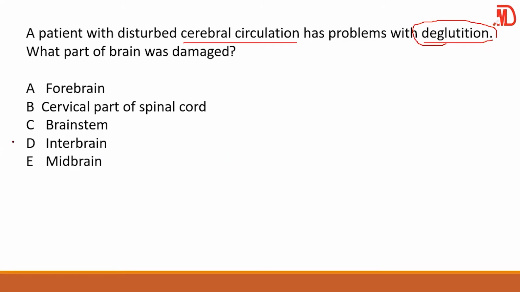So here, simply put, since they didn't write medulla oblongata, but they've written brainstem, we can still go in for what? Brainstem. Because brainstem consists of the medulla oblongata, the pons, and then the midbrain. So basically, we'll go in for that.